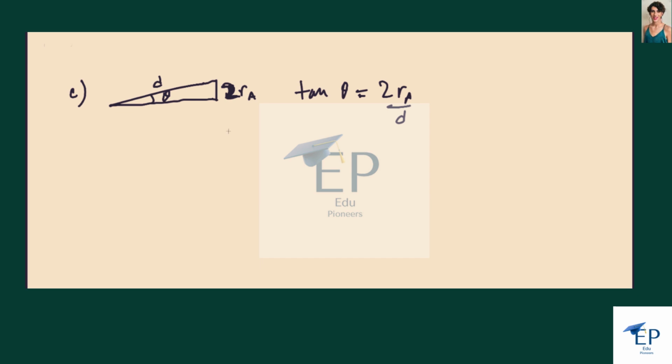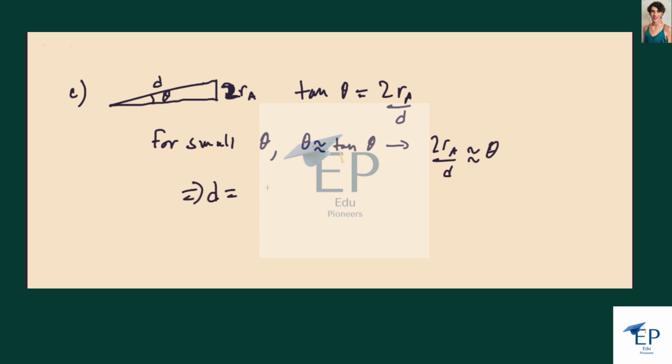So for small theta, we astronomers use what we call the small angle approximation. Theta is approximately tan theta. That's the approximation. So 2RA over d is approximately theta. Therefore, d will be 2RA over theta.